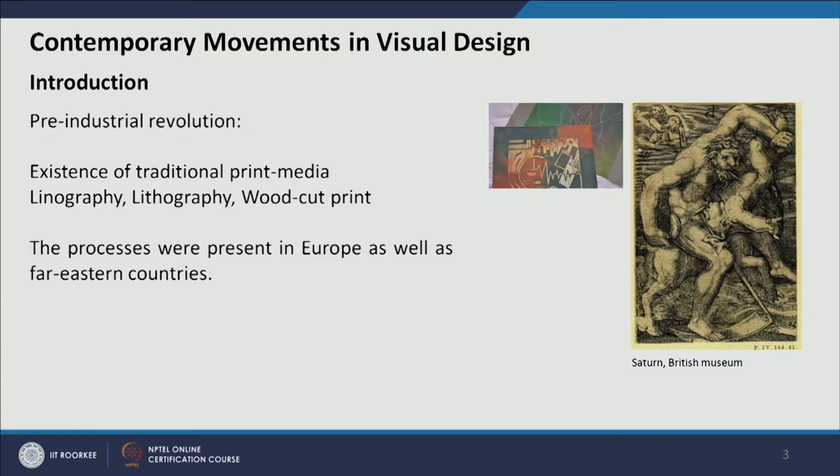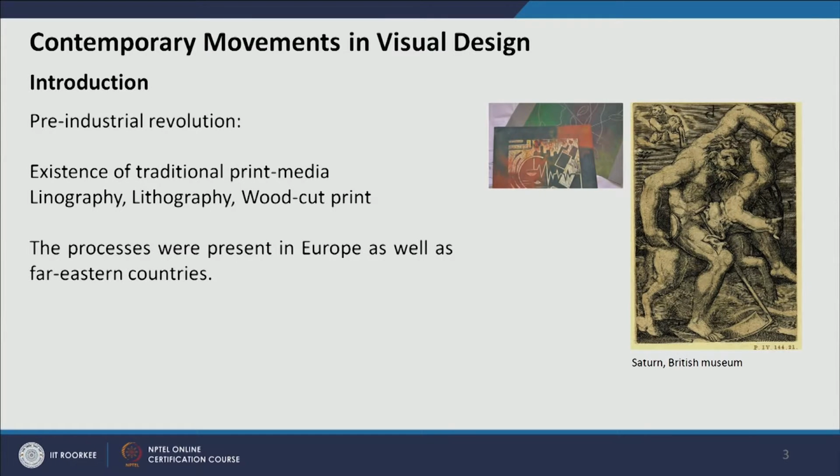Also there was existing traditional print media, for example, lithography and woodcut print. They used to cut a wood block or stone block, or even metal etching was a process. A master print block would be made, and you apply a color and press it on top of paper or canvas, and the motif will be generated. So here you can see the Saturn motif in the British Museum, carved in wood. It looks something like that.